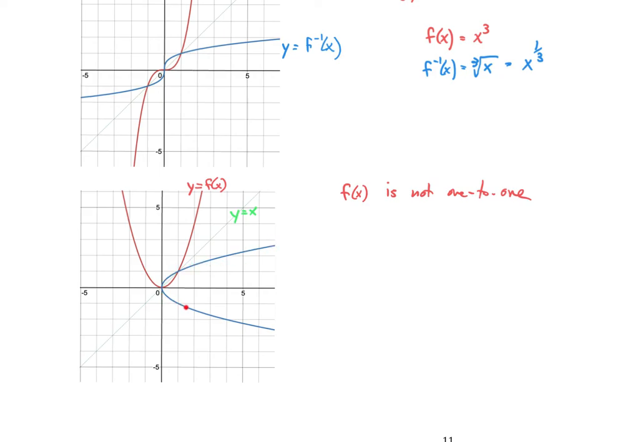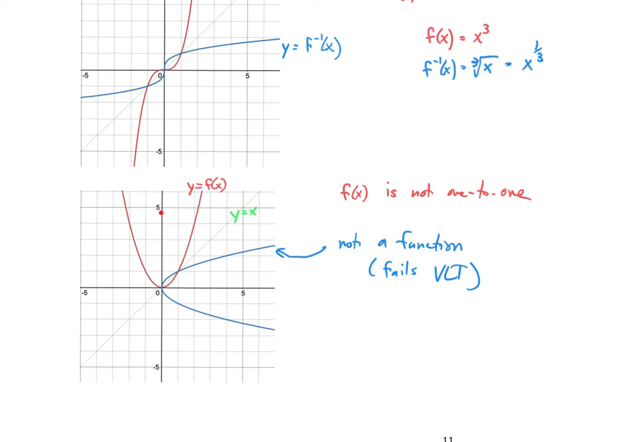This blue graph is not a function. How do I tell it's not a function? It fails the vertical line test. It failed the vertical line test because the original graph is not 1 to 1.